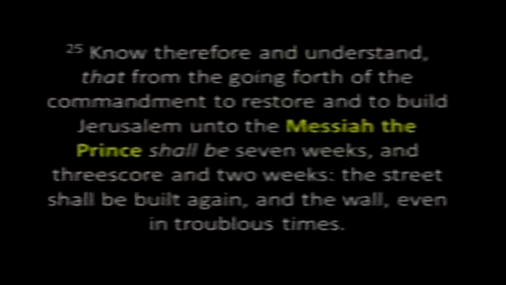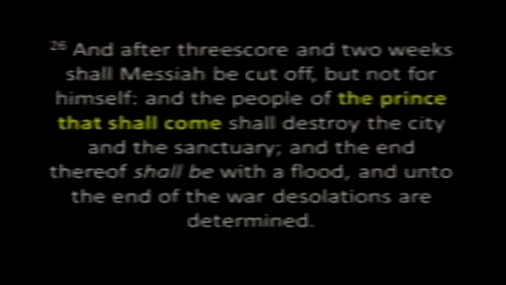Later, though, he's going to talk about not a capital P prince, but a small case P prince. The prince that shall come. And I'll show it to you right here. And it says, and after 62 weeks shall, capital M, Messiah, be cut off, but not for himself. And the people of the small case P, prince that shall come, shall destroy the city and the sanctuary, and the end thereof shall be with a flood. None of the end wars of the war desolations are determined. Who is the small case P prince? The Antichrist. He's the Antichrist.